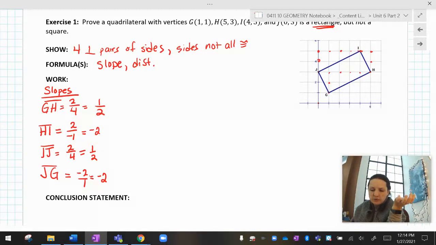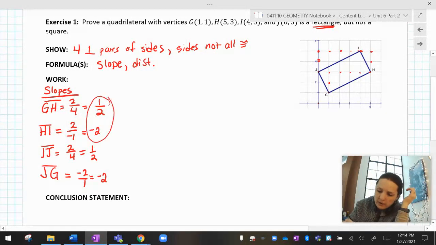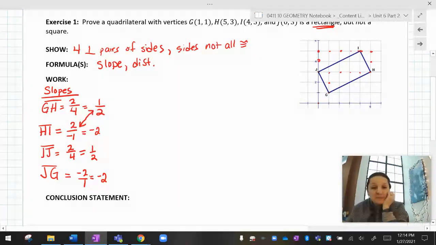It said I'm supposed to use slopes to prove it's a rectangle. Well, let's see. If I want to show that things are perpendicular, I want to look for opposite reciprocals. And 1/2 and -2 are opposite reciprocals. And it's easier to see if you look here. I flipped it upside down and negated it. 1/2 and -2 are opposite reciprocals. So I know that I have perpendicular sides. And all I got were 1/2s and -2s.